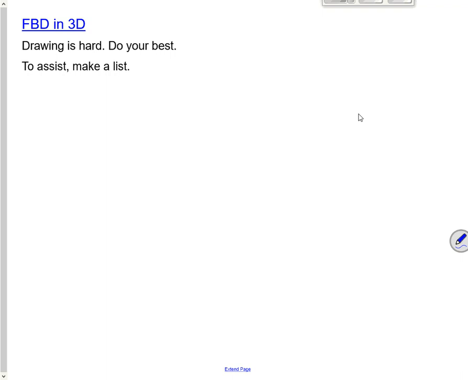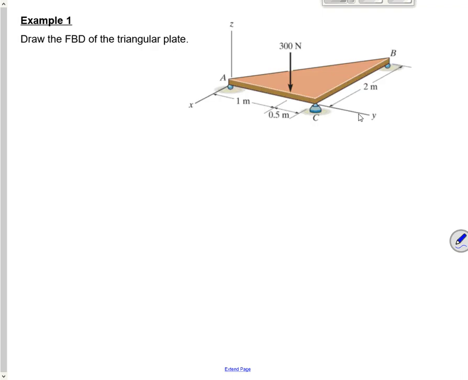All right. Dr. Seuss says to assist, make a list. When we start working problems, you'll see that in 3 dimensions, I typically make a list of all the forces. I sit there and draw the free body diagram in my head. I just make a list. Here's all the forces that are acting on that object. And then I write them down as Cartesian vectors. And that list is what I use for my free body diagram. But having said all that, let's try and draw some free body diagrams.